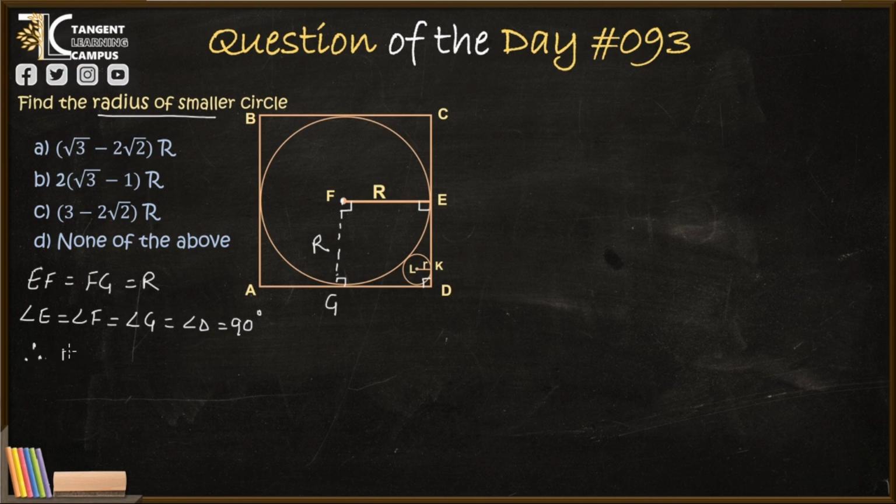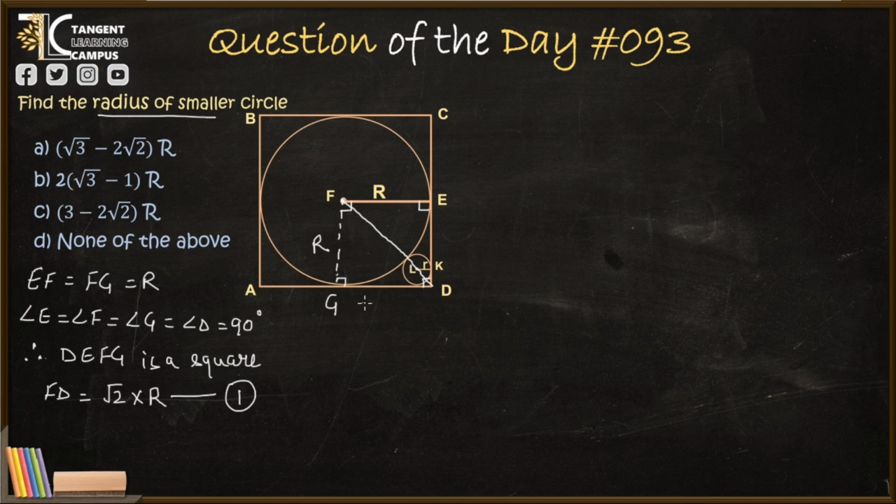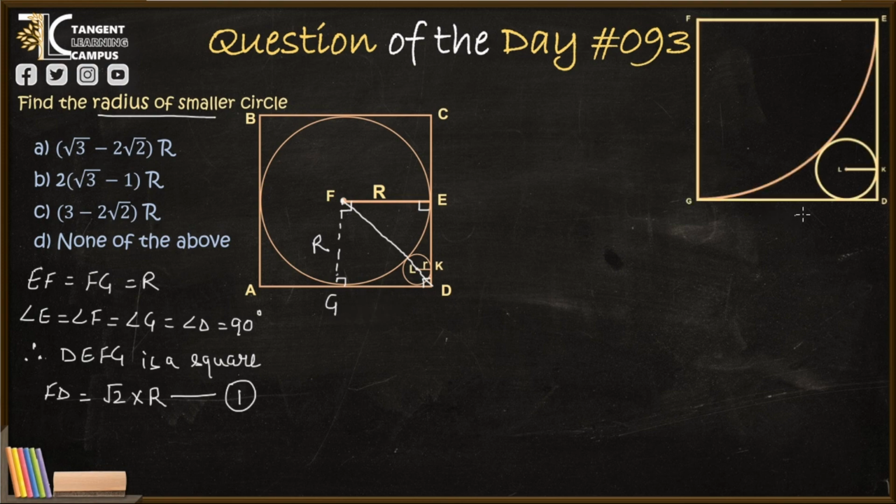Now let us draw a diagonal in this square. Let us draw this FD as the diagonal. So FD is equal to root 2 into side, that means root 2 capital R. We can mark this as 1. Now let us draw one more figure of this quadrilateral DEFG so that things become more clear to us.